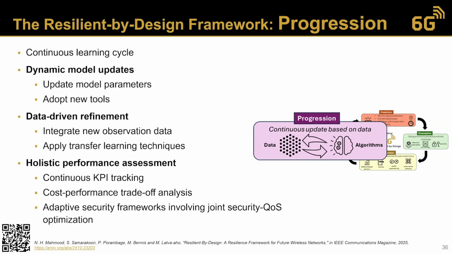So for example, if some tools need to be replaced, then you can have data-driven refinement. So basically integrating new observations into the data so that you have a much richer data source. And then also applying transfer learning techniques. So for example, a system that was learned in one aspect can be transferred to another scenario so that we don't need to learn from scratch in a new scenario. And finally, there should be a holistic performance assessment that is continuously monitoring how this resilient by design framework is performing in terms of the KPIs, the cost performance trade-off, and also the security requirements.